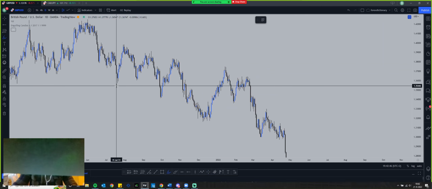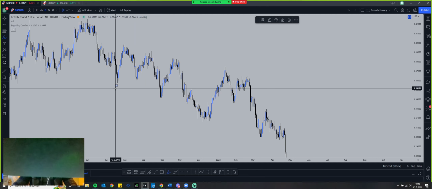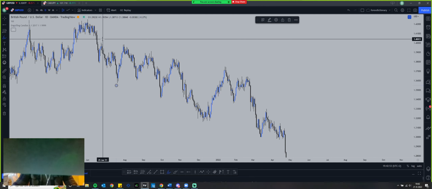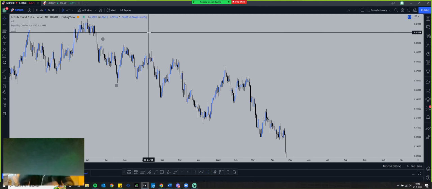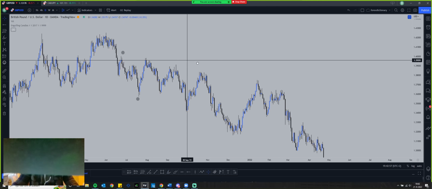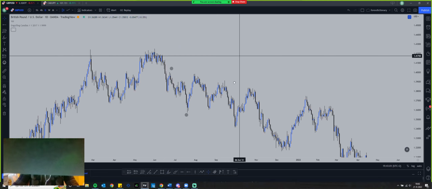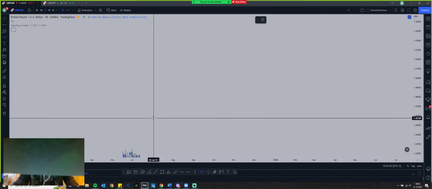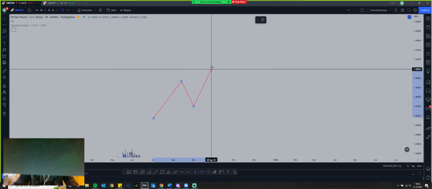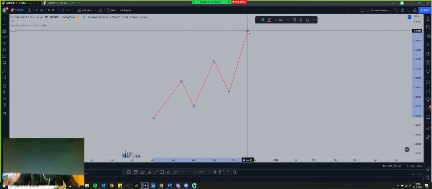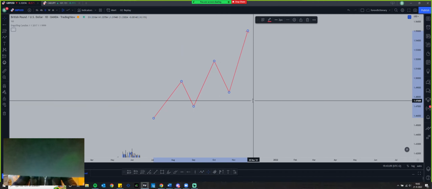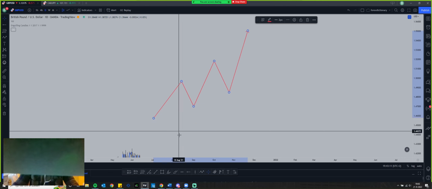So I say, okay, this is my low, and let's say, for example, this is a high, and then I start mapping it out. How I map it out is I will start drawing first. It's easier. With an impulse, we have a correction, and another impulse. Pure market structure.